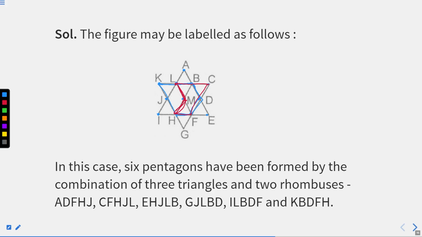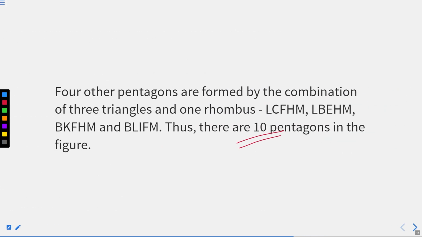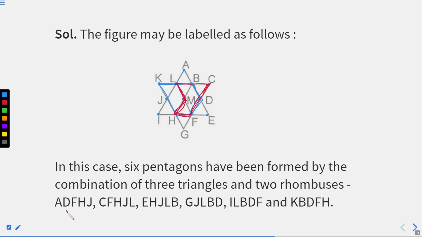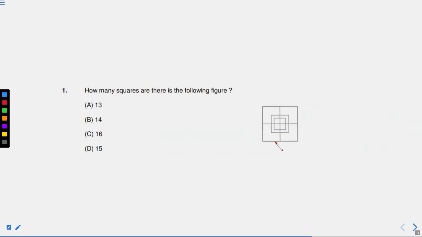Now how many are we getting? Lines we are getting: 1, 2, 3, 4, 5. Total 5 lines are there and we formed a pentagon here, right? Similarly, how many will form? Total of 10 pentagons will be formed. I can mark them for you here itself. This is the first, this is the second, this is the third, this is the fourth, right? And 5, 6, 7, 8, 9, 10. Total of 10 pentagons, right? I hope you got this as well.